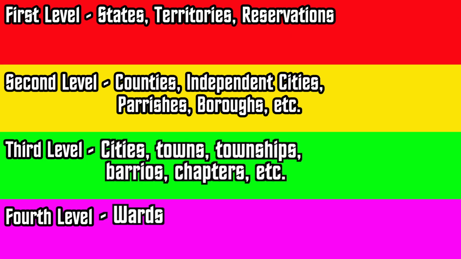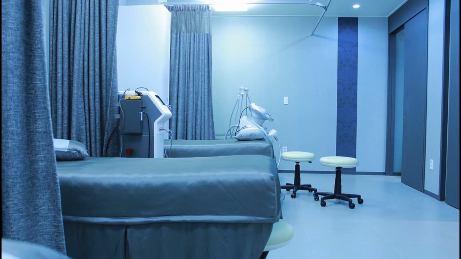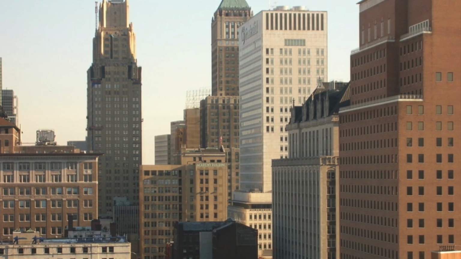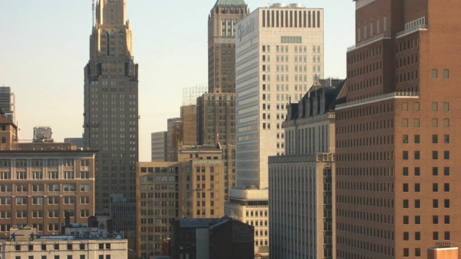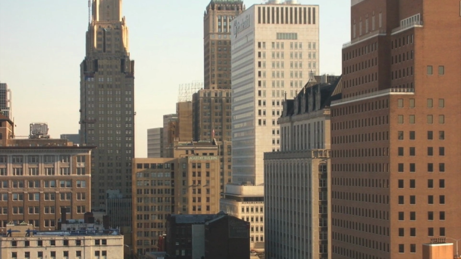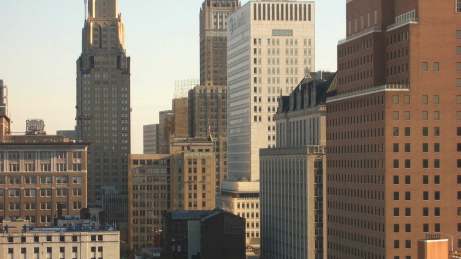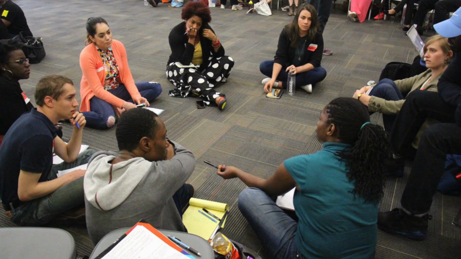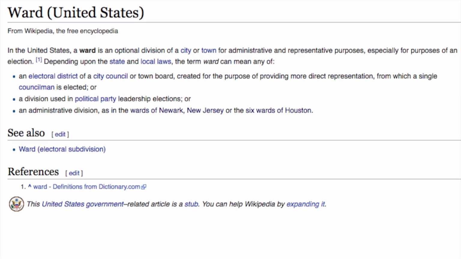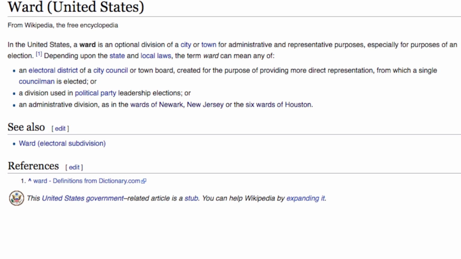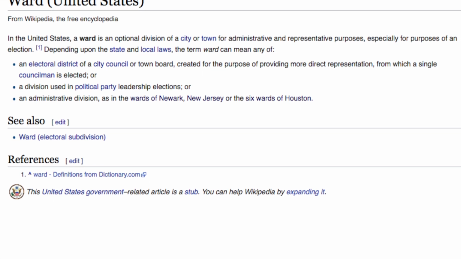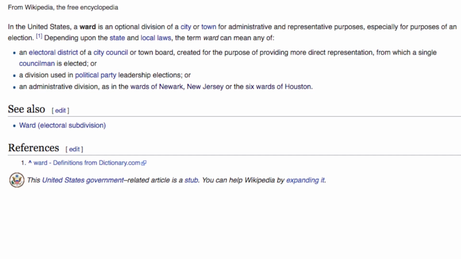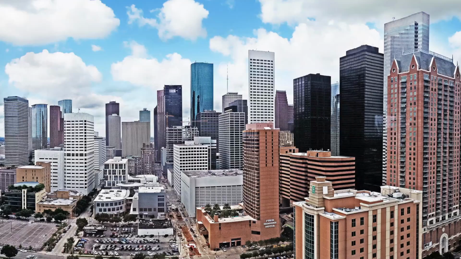The fourth and final level are the city wards, not to be confused with hospital wards or my friend Sophie Ward from the channel Soph's Notes. Though the role of a ward may differ between every country, in the US, wards are essentially subdivisions of cities and are themselves optional for cities to do, since by now the local representation is getting pretty local. As such, there isn't really much information on them, as there isn't really much of a use for them in the US. Wards are mainly used for electoral districts and local representation, but are also used as an administrative division in cities like Newark and Houston.